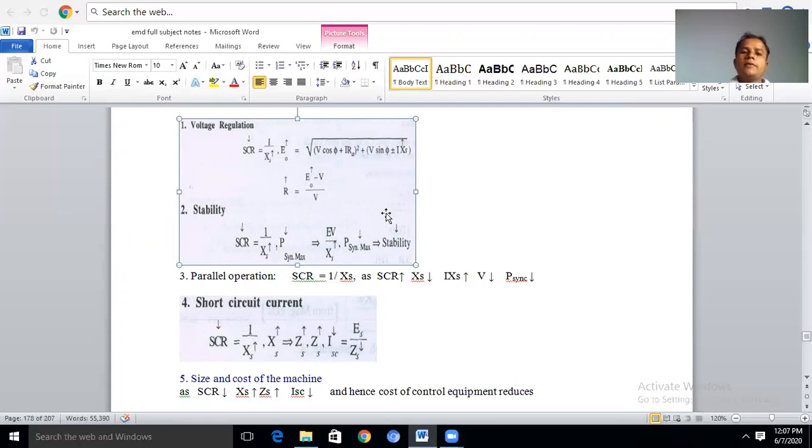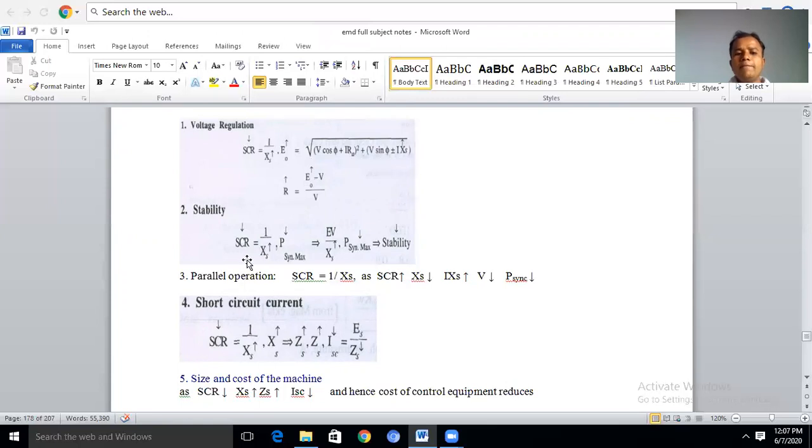So then stability. Again, stability: as synchronous reactance increases, SCR will decrease. If SCR decreases, here, if I say P is equal to EV divided by XS, then as synchronous reactance increases, P will decrease. Once P decreases, the power decreases, and the stability will decrease.